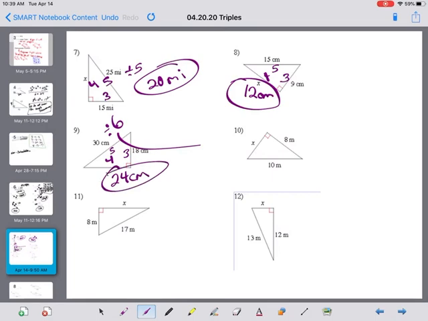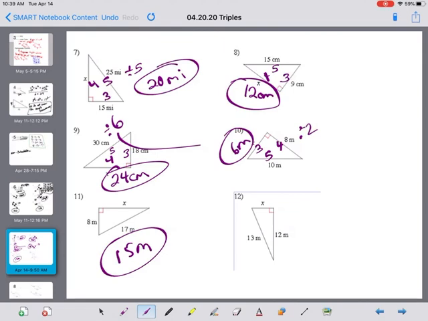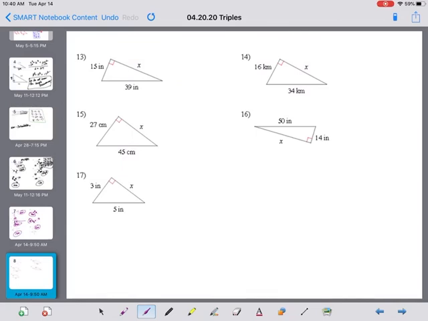Number 10, let's see. Divide by 2. 4, 5. Oh, it's a 3, 4, 5. The scale factor is 2. 3 times 2 is 6 meters. 11, no common factor. Check your list of primitives, and you will see it is 15 meters. And then 12, no common factor, 5 meters. 5, 12, 13. All right, go ahead, pause again, and we will reconvene when you are ready.